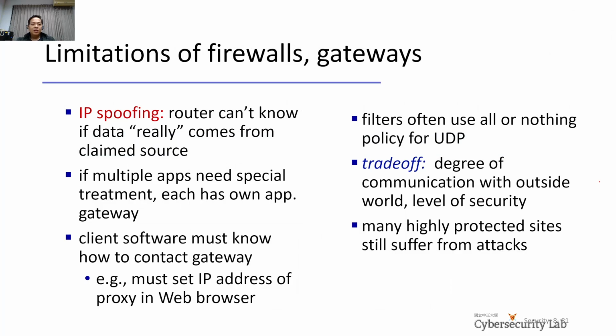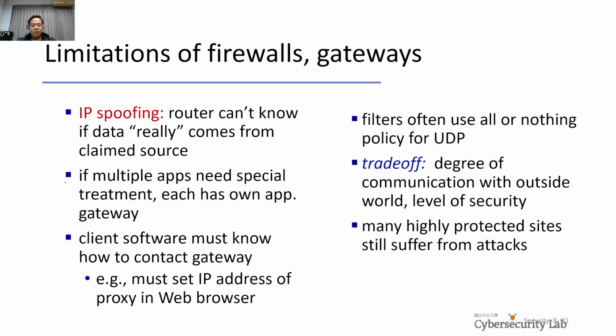But there are some limitations of firewalls and gateways. First, a firewall cannot prevent IP spoofing, because the router cannot know whether the data comes from the real source. To know, the router would need to send feedback and wait for the source to respond, but the spoofed source does not respond. So IP spoofing is very hard for a firewall to filter.